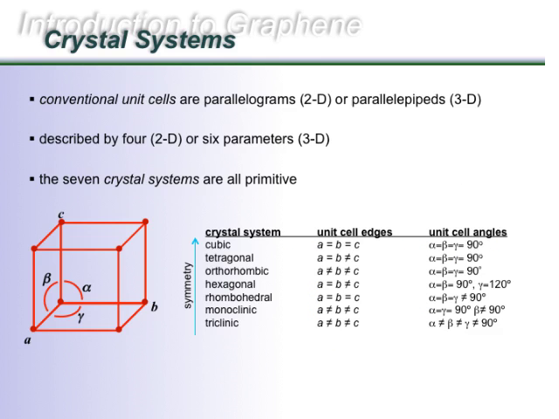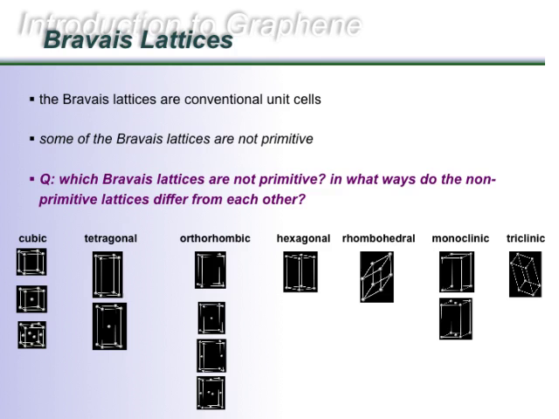Unit cells we normally work with are called conventional unit cells, and those are either parallelograms if they're in 2D or parallelepipeds if they're in 3D. These are described by 4 or 6 parameters, always. The 7 crystal systems are all primitive. Each of them has 1 lattice point per unit cell. And in the case of the 3D unit cells, each of them is described by 6 parameters: a, b, c, alpha, beta, and gamma.